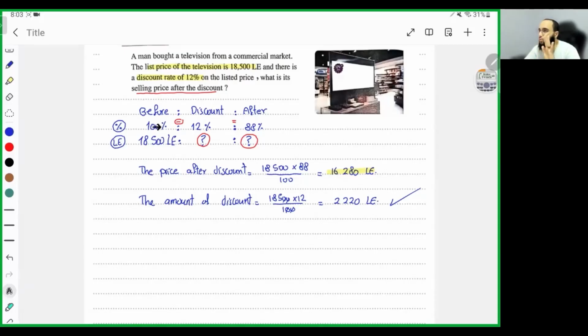This part is always 100. And this is the discount. He gives you the discount in the question. Then 100 minus 12 equals 88. This is the percentage after the discount.